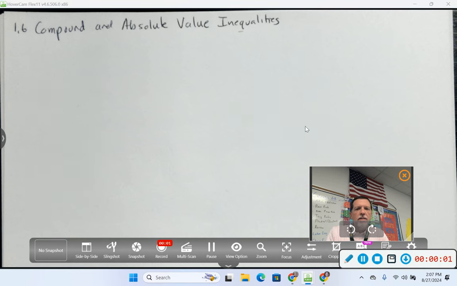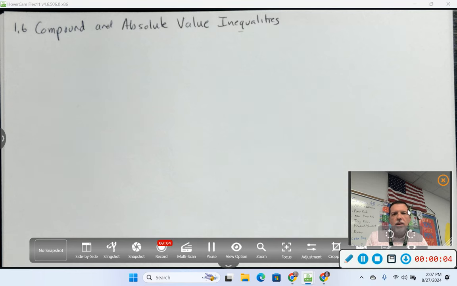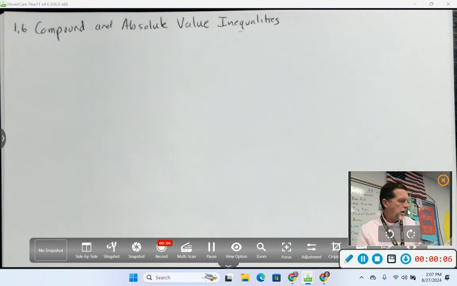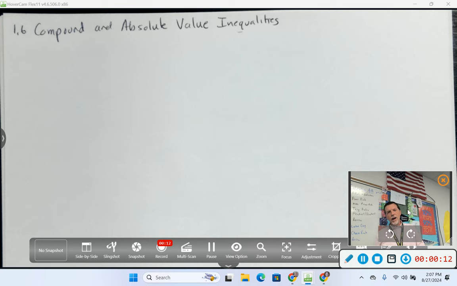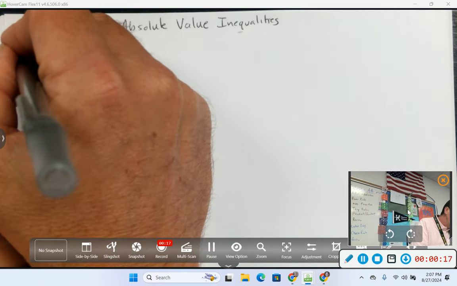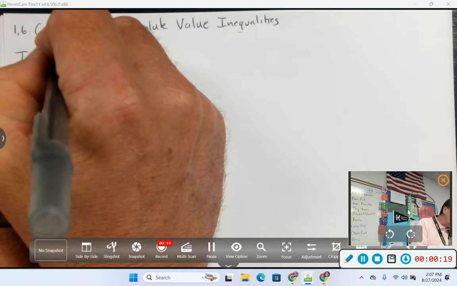All right, compound and absolute value inequalities. Very much related. Absolute value inequalities lead to compound inequalities, or they are a subset of compound inequalities. So let's start with compound inequalities.